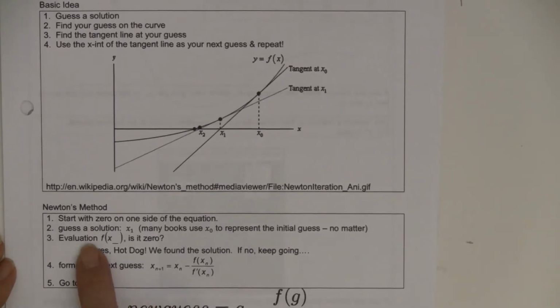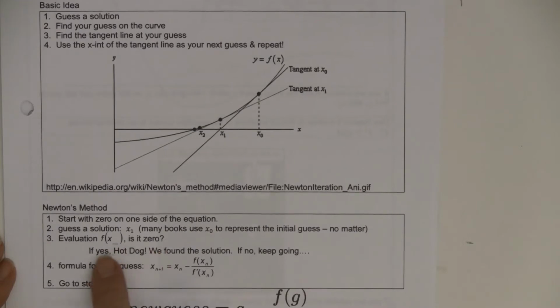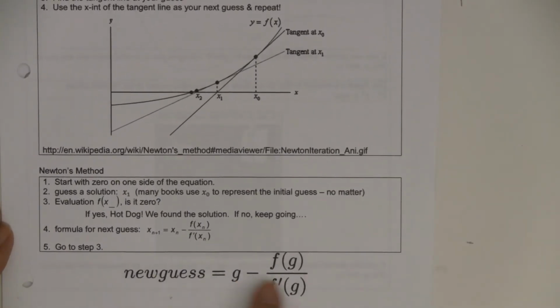Okay, and then you evaluate f of x1. Is it 0? If it is, then you actually found the solution. If no, then you would use this formula right here: x sub n plus 1 equals x sub n minus f at x sub n divided by f prime of x sub n. I like how this was put, from something on the internet: your new guess is equal to your last guess minus your function evaluated at your last guess divided by the derivative evaluated at your last guess. And then you would circle back.